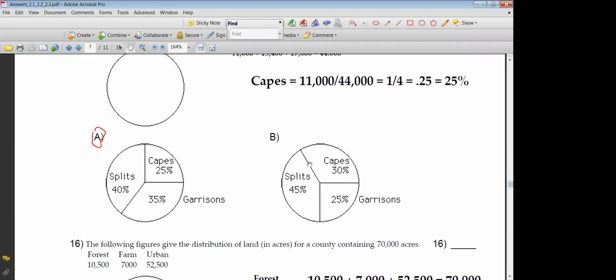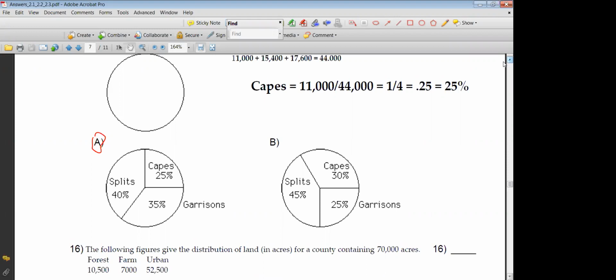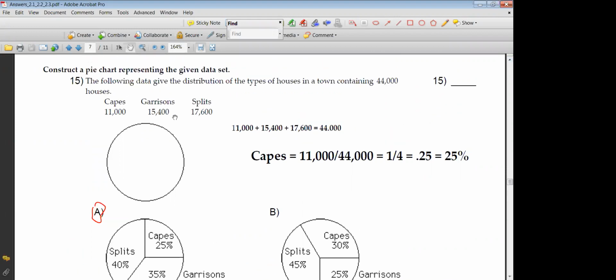Well, letter B has the capes down as 30%. Well, 0.25 is not 30%. Oh, look at letter A, 25%. Once I figured out that letter A had the right percentage for capes, there's no need for me to figure out the percentage of garrisons and splits. It can only be letter A.